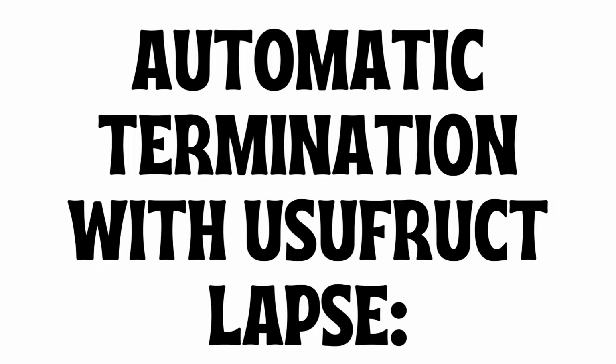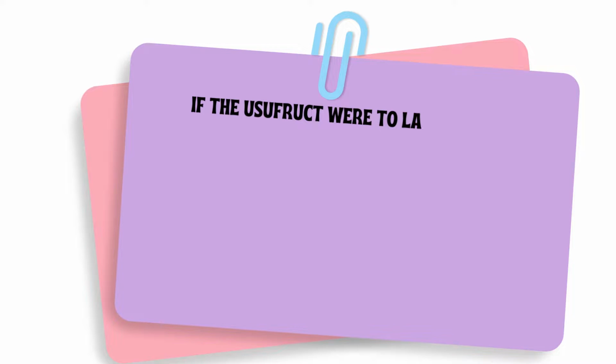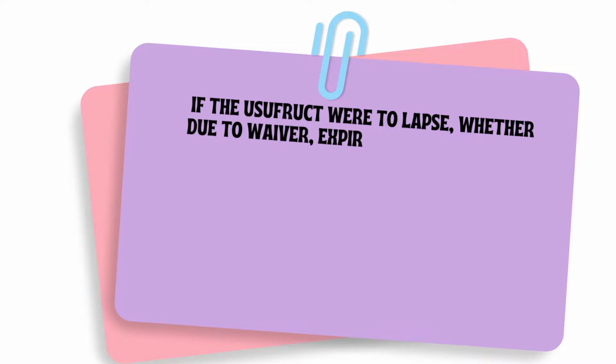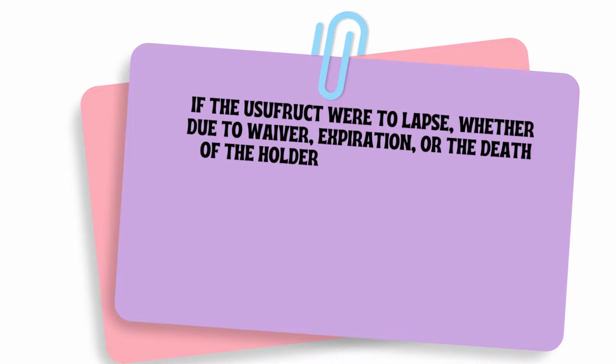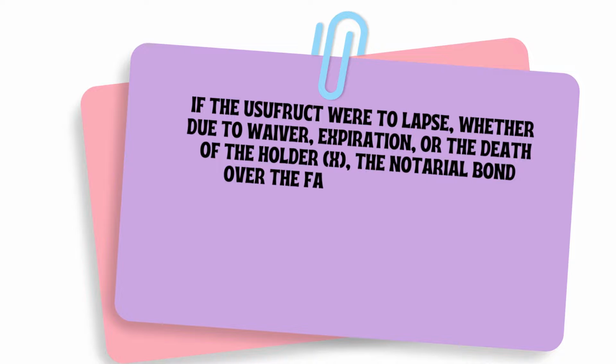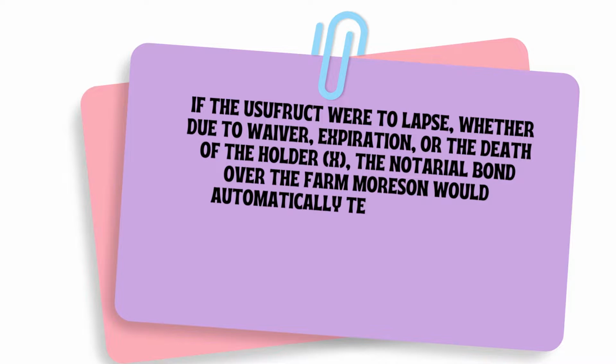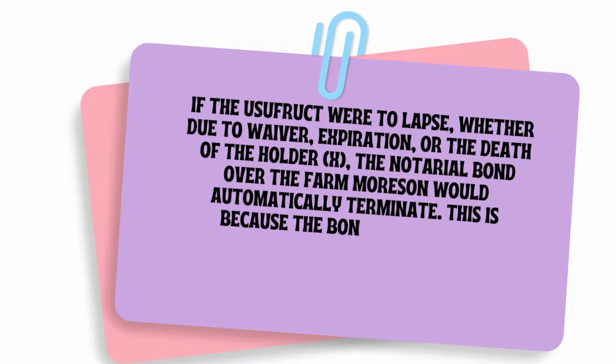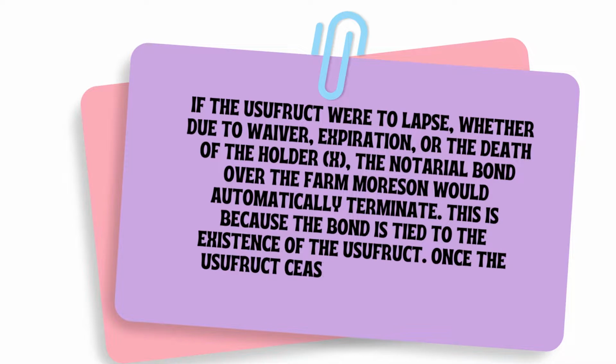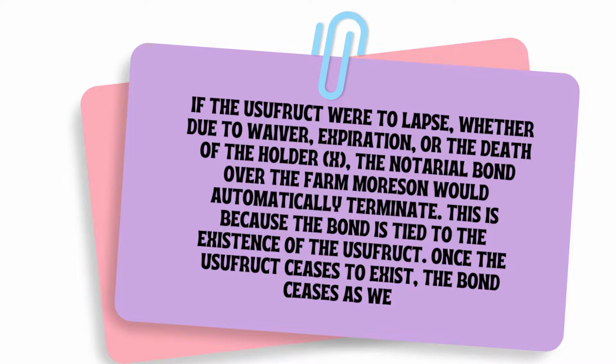Automatic termination with usufruct lapse. Importantly, if the usufruct were to lapse, whether due to waiver, expiration, or the death of the holder, X, the notarial bond over the farm Morson would automatically terminate. This is because the bond is tied to the existence of the usufruct. Once the usufruct ceases to exist, the bond ceases as well.